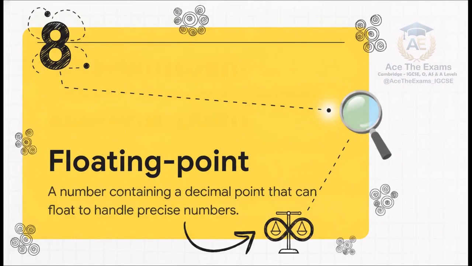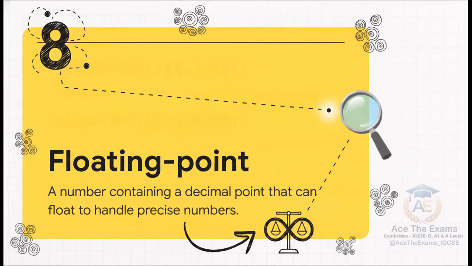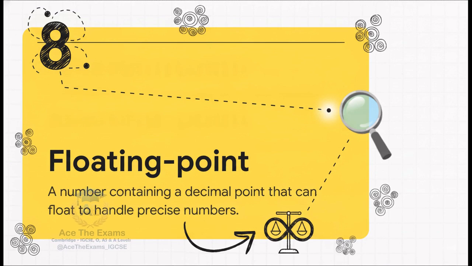Now, when we talk about numbers in programming, we have to be pretty specific. Enter the floating point. Basically, this is a number that contains a decimal point. We call it floating because the decimal point can float around depending on the number. This helps the computer efficiently handle incredibly large or, on the flip side, very precise fractional numbers. You'll also hear this referred to by programmers as a real number.